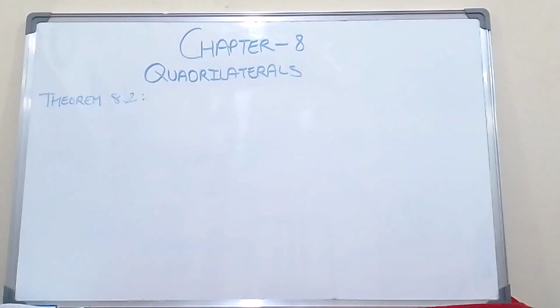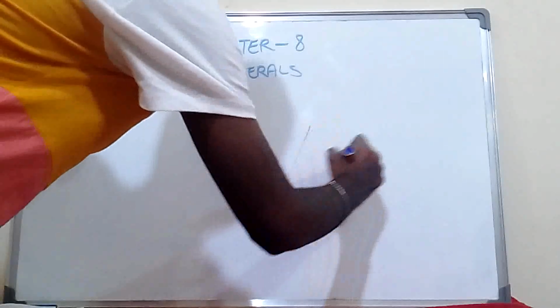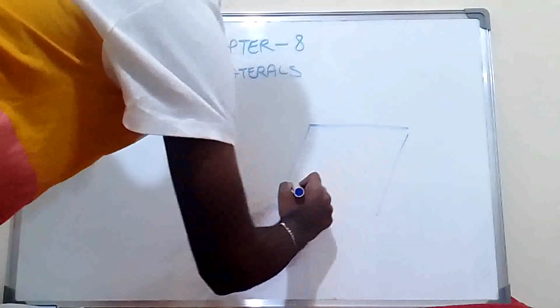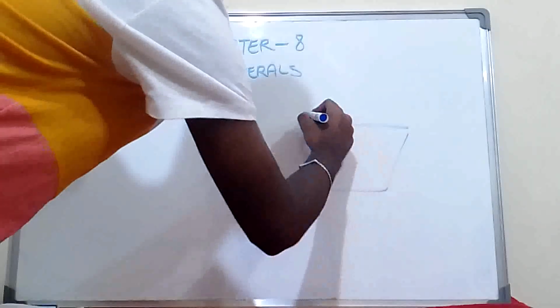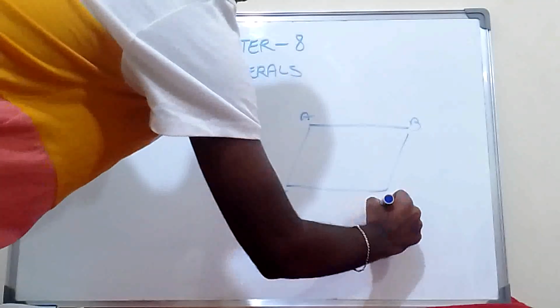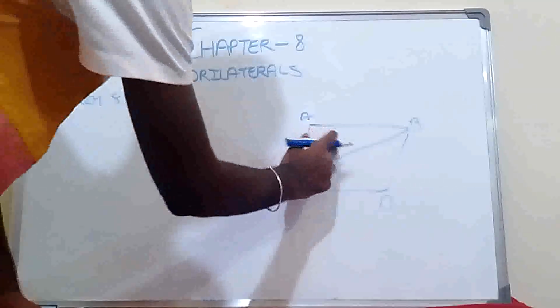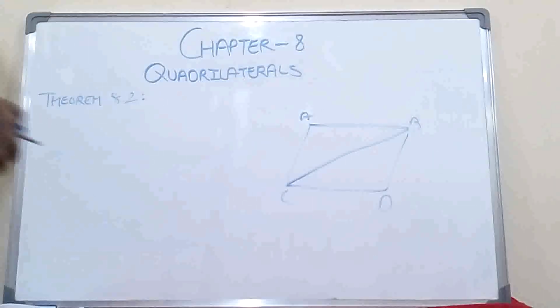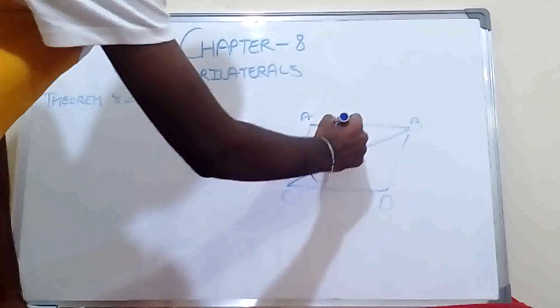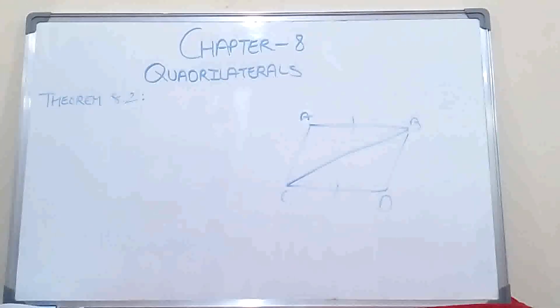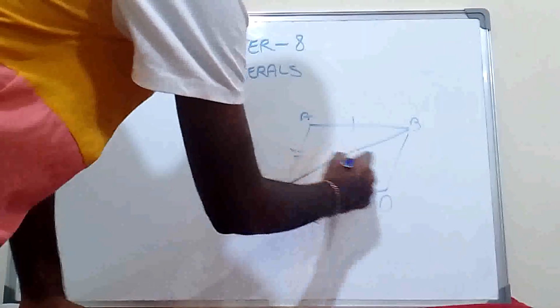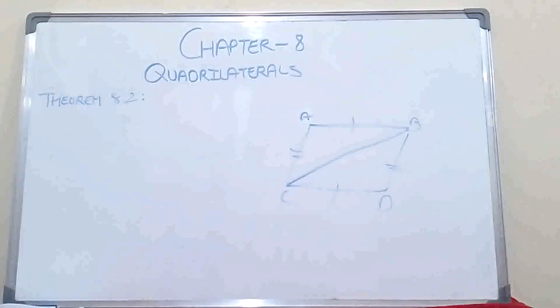The next theorem, 8.2, states that the opposite sides of a parallelogram are equal. So how do we prove this now? Let's take up the parallelogram again, A, B, C, D. Let's take the diagonal again as well. So we know that these two triangles are congruent. Now, if these two triangles are congruent, we can tell that AB and CD are equal due to CPCT, and AC and BD are equal due to CPCT similarly.